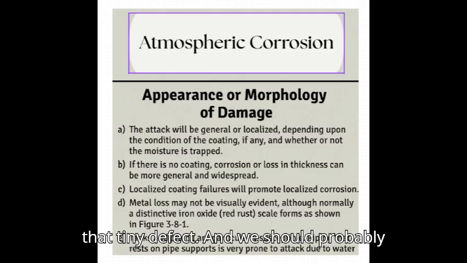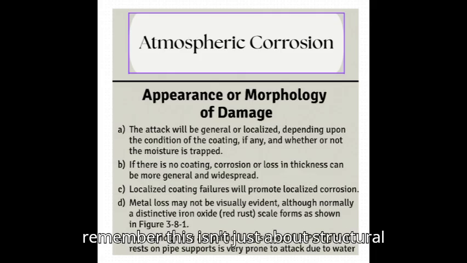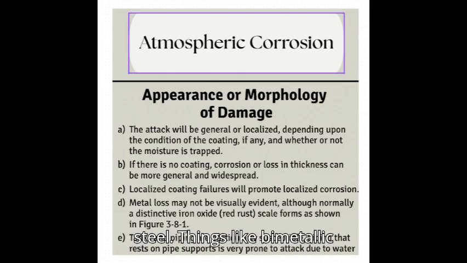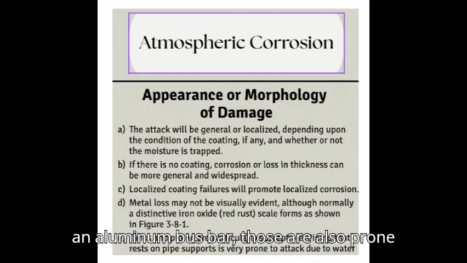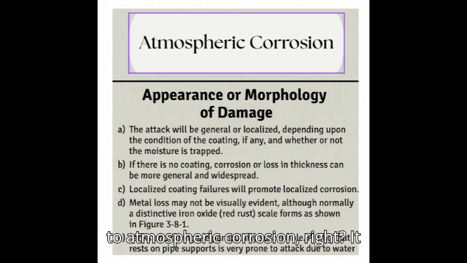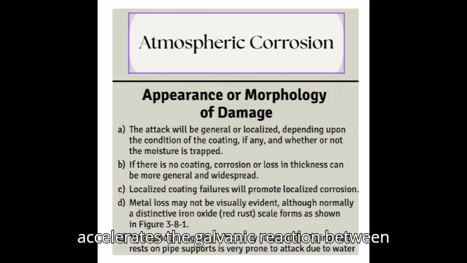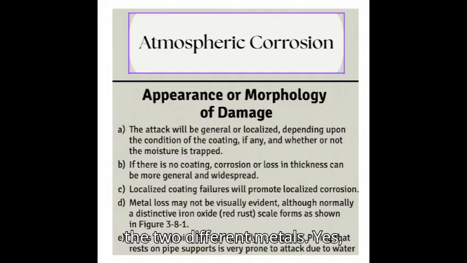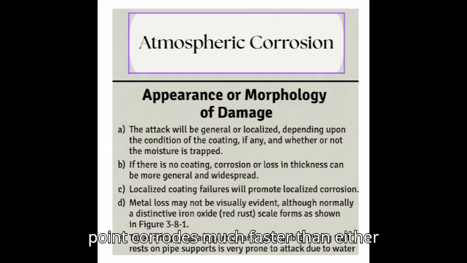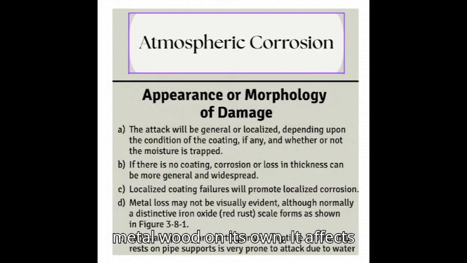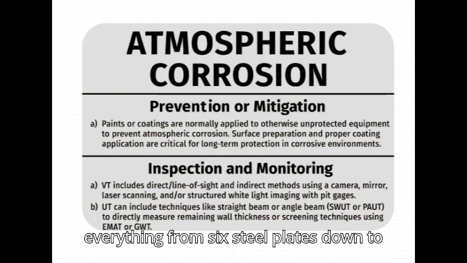And we should probably remember this isn't just about structural steel. Things like bimetallic connections, say, copper wiring bolted to an aluminum bus bar, those are also prone to atmospheric corrosion, right? It accelerates the galvanic reaction between the two different metals. Yes, absolutely. The atmospheric moisture acts as the electrolyte, and the connection point corrodes much faster than either metal would on its own. It affects everything from thick steel plates down to tiny electrical contacts.